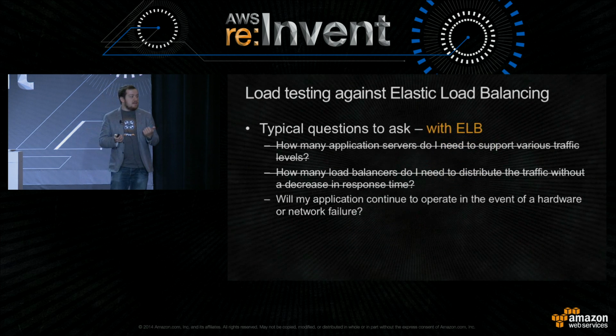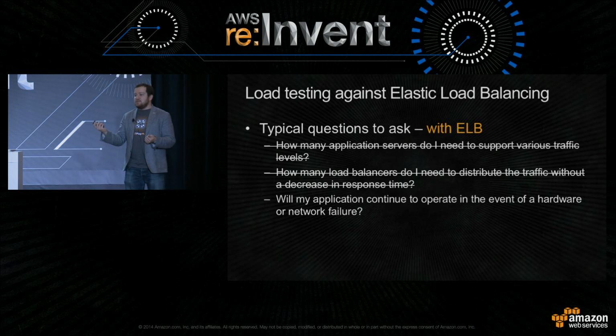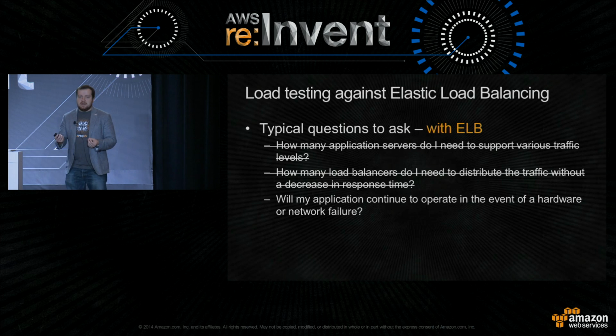What's really nice is with Elastic load balancers, 2 of these questions don't really matter. So you want to test if your application can scale up or not. You want to use auto-scaling groups. But you don't really need to know how many application servers you're going to need. You're going to need to know whether you can scale up or not, and whether you can scale down properly. How many load balancers do I need? Again, ELBs take care of that for you. So you just provision the ELB, and it'll grow and shrink with the traffic that's being thrown at it.